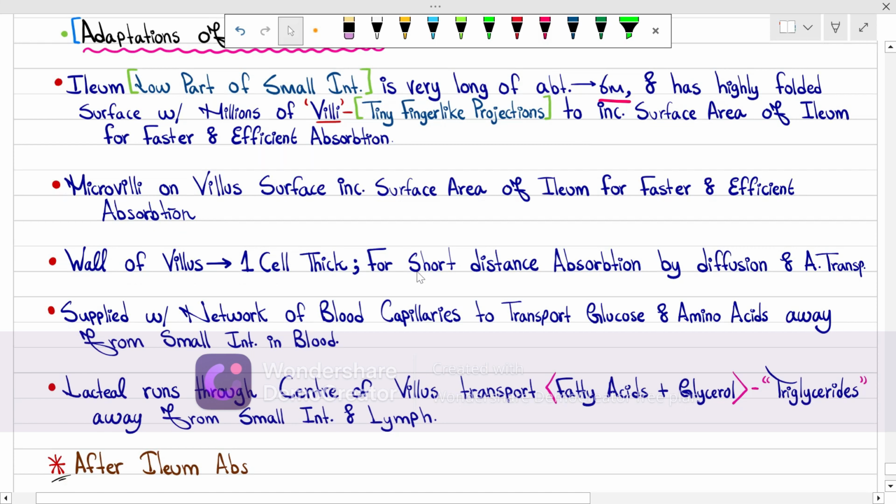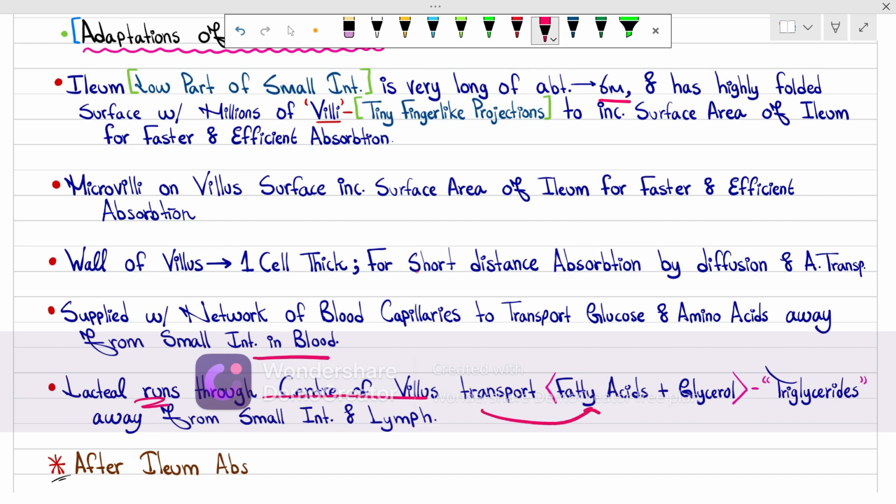These are supplied with a network of blood capillaries to transport glucose and amino acids away from the small intestine into the blood, and there is a lacteal running through the center of the villus in the small intestine. These transport fatty acids and glycerol, triglycerides, away from the small intestine into the lymph.